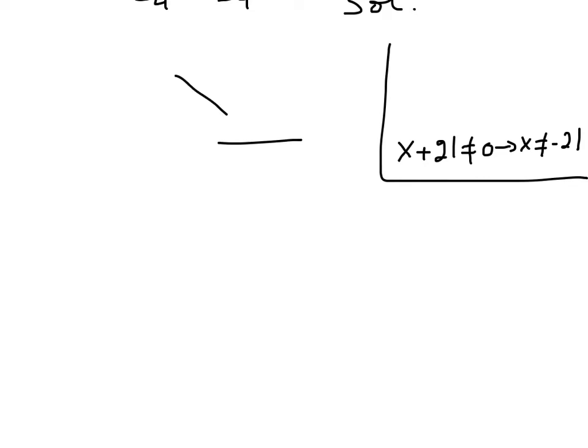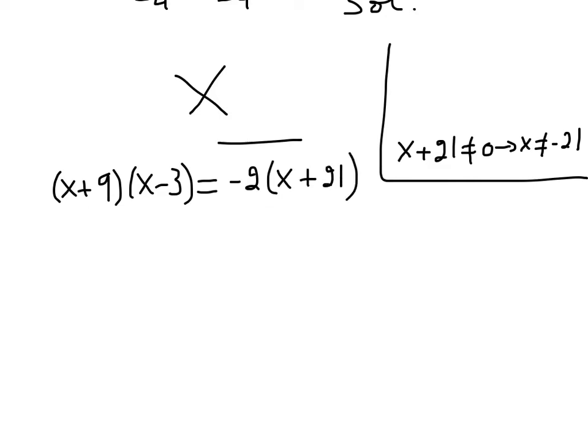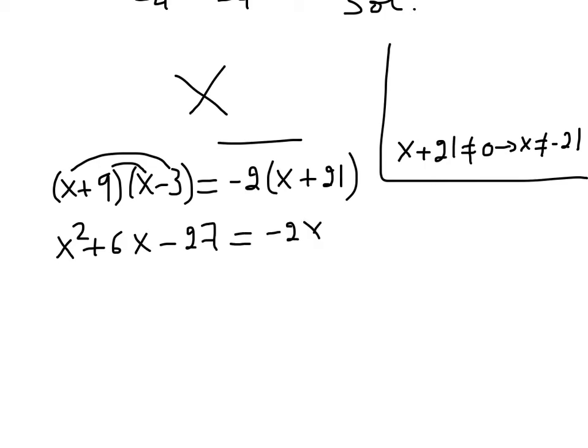I want you to go ahead and cross multiply. You have (x + 9)(x - 3) is equal to negative 2 times (x + 21). Important that you put parentheses. This one will give you x squared minus 3x plus 9x will be 6x minus 27 equal to negative 2x minus 42. A quadratic equation, you've got to get everything on one side, make it equal to 0.